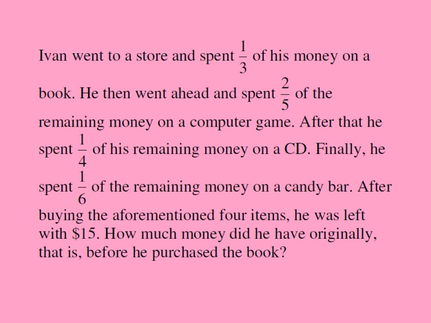Ivan went on a tour and spent one-third of his money on a book. He then went ahead and spent two-fifths of the remaining money on a computer game. After that, he spent one-fourth of his remaining money on a CD. Finally, he spent one-sixth of the remaining money on a candy bar. After buying the aforementioned four items, he was left with $15. How much money did he have originally, that is, before he purchased the book?